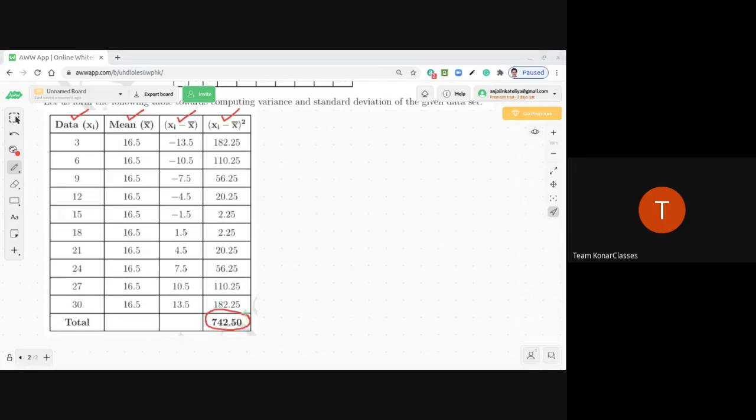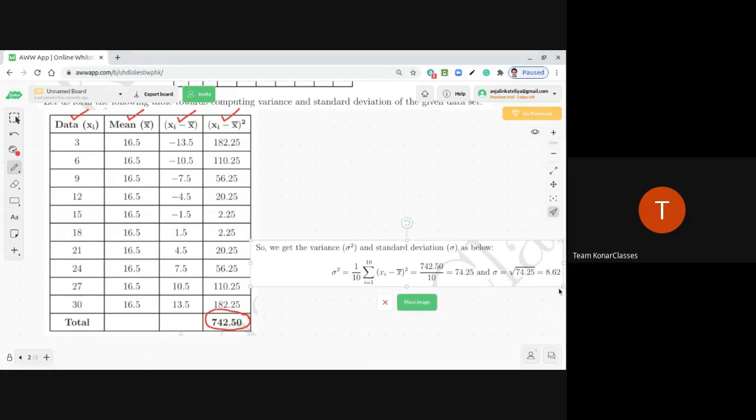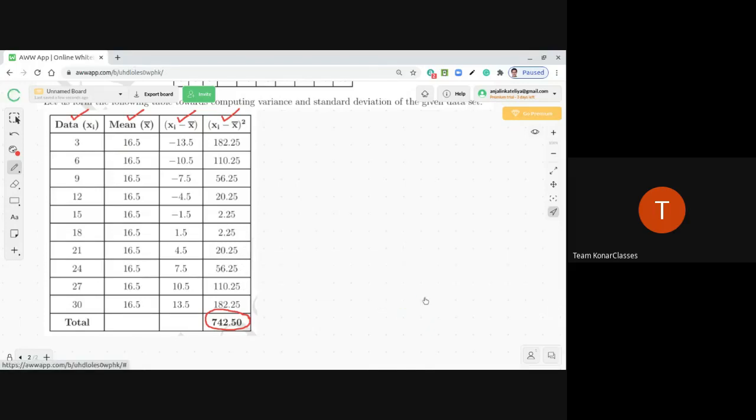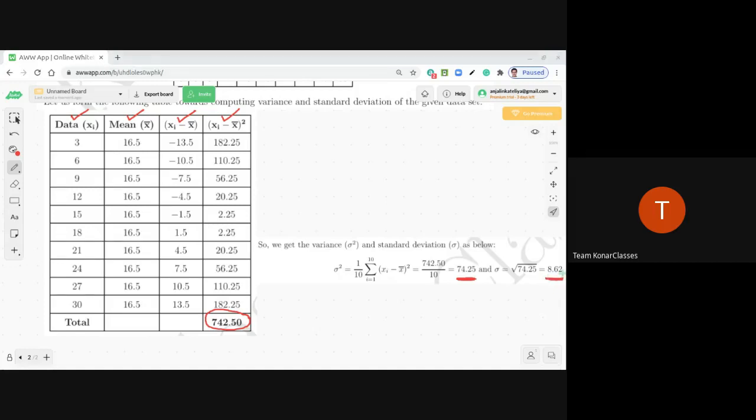Once we get this, dear students, then we get the variance and standard deviation by means of this simple formula. And that formula I'm going to place in front of you. So what we get, the variance sigma square is equal to 1 by 10 into 742.50, that is equal to 74.25. And sigma, that is standard deviation, is nothing but square root of 74.25, that is 8.62. So these are the values we got.